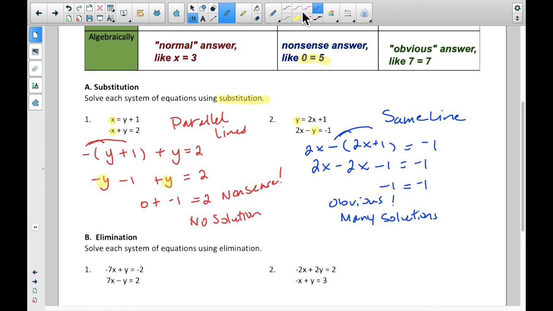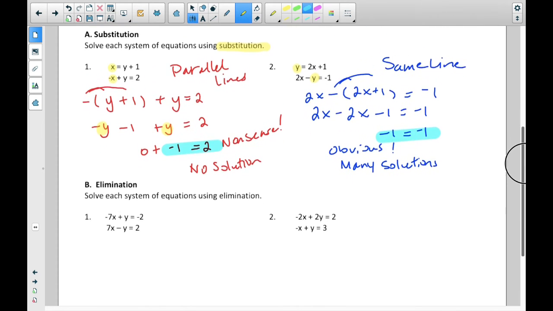What you really want to focus in on is, at the very end, if you get this strange answer, like x's are all gone, y's are all gone, we don't have anything, negative 1 equals 2, no it doesn't, that's nonsense, that's a no solution. Or down here, negative 1 equals negative 1, no, that means it's many solutions. Because yes, obviously negative 1 does equal negative 1. But the x's are gone, the y's are gone.